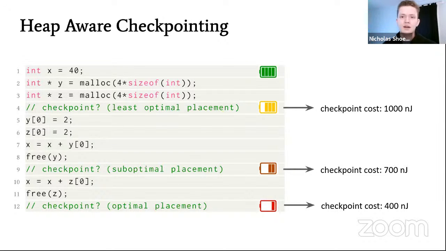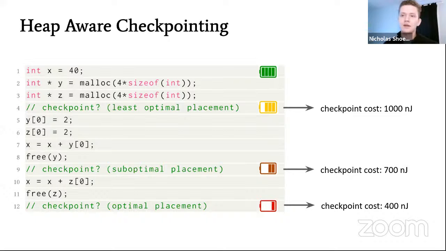But we also see that the energy level in our capacitor is decreasing as well because our device is consuming power constantly. So as we reach the end, the power level is getting kind of critical. So a traditional checkpointing system might be tempted to checkpoint before we reach the end of our program, say on line 9, because it would be worried that it wouldn't have time to get through the entire checkpoint and save all of the state before running out of power.